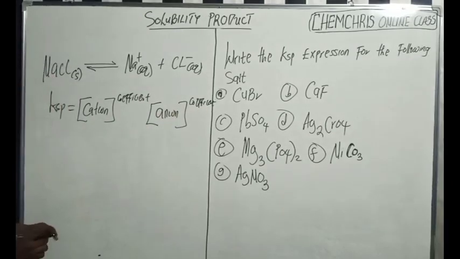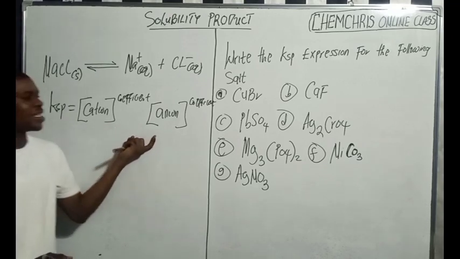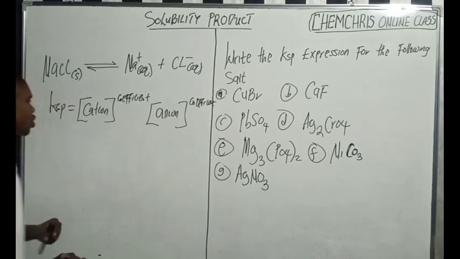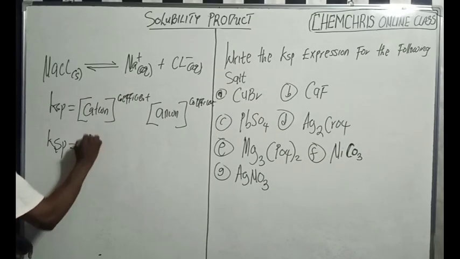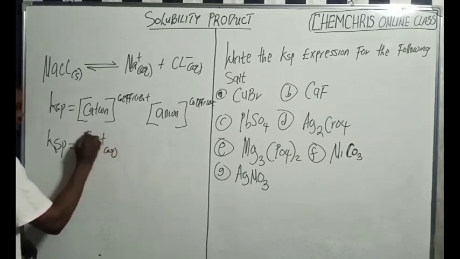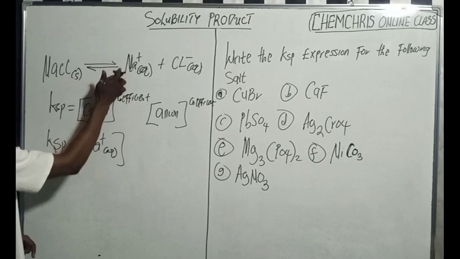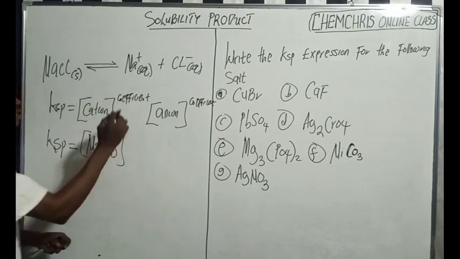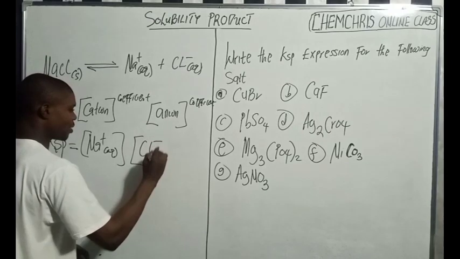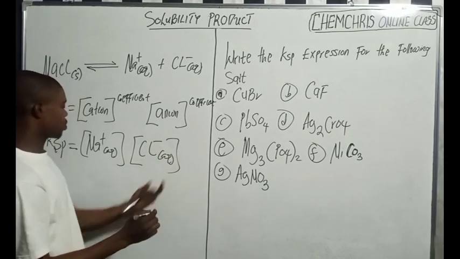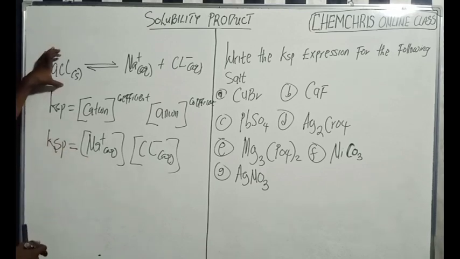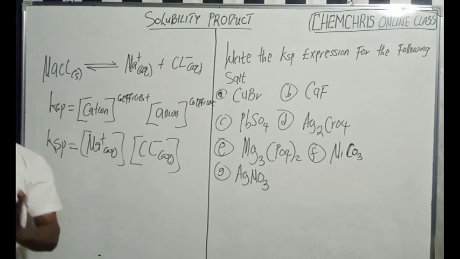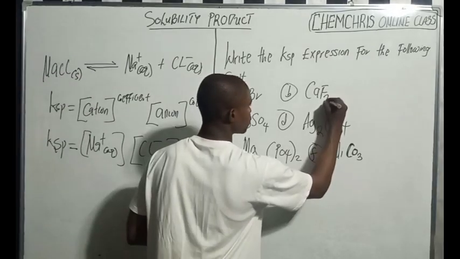Now, when writing the KSP expression, you don't make use of solids. This is the easy formula to write the KSP expression. So it's going to be KSP equals Na+ raised by the coefficient, which is 1. No point in putting the 1, right? The next one is Cl- aqueous raised by 1. Do you get that? So this is the KSP expression for this reaction, for this salt here. As easy as that. I'm making a mistake here. It's supposed to be 2.